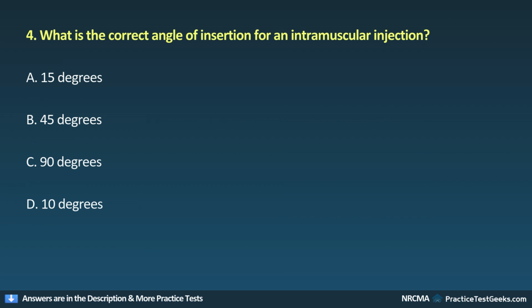4. What is the correct angle of insertion for an intramuscular injection? A. 15 degrees. B. 45 degrees. C. 90 degrees. D. 10 degrees.